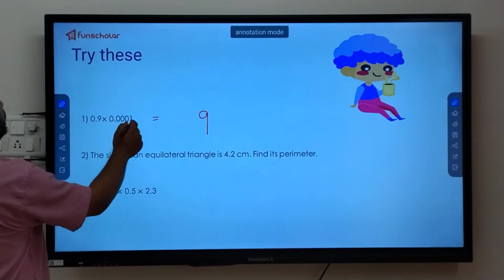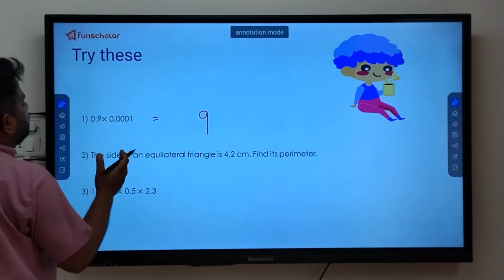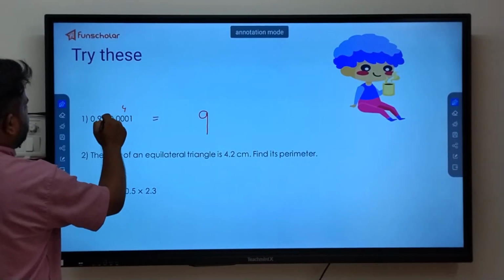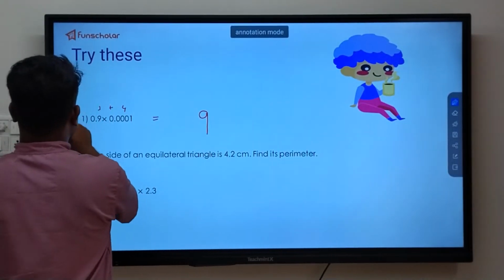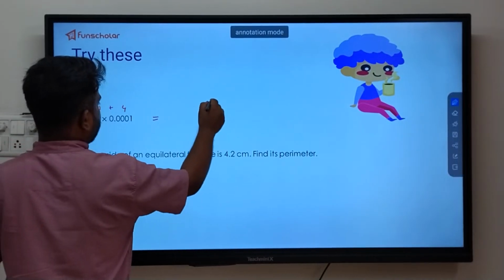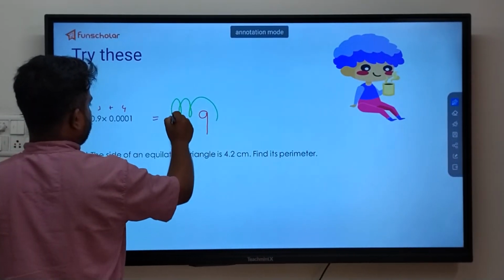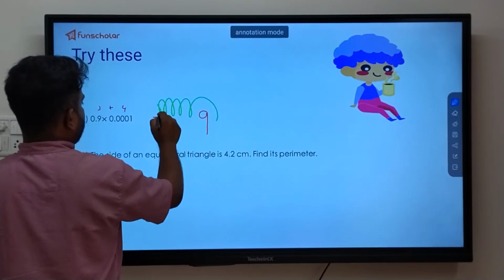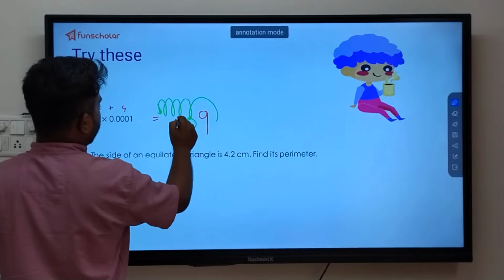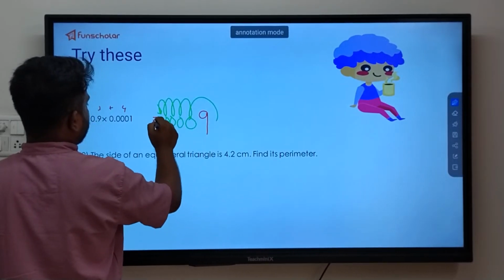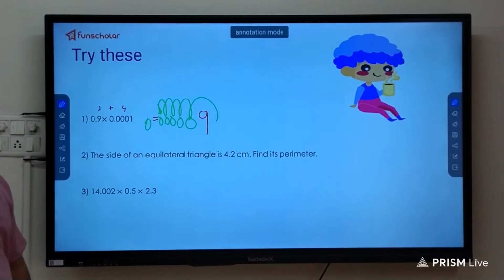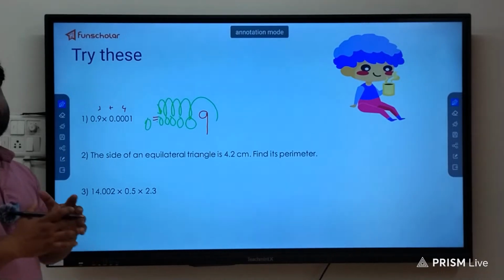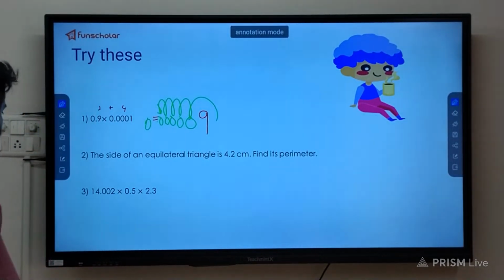Okay, so we have 1 2 3 4 and 5 digits after the points in total. Here we are having 4 and here we are having 1. So 1 plus 4 will be 5. So we will have to take 1 2 3 4 5 places before 9, and then we will have to write the point, and then add another 0 before the point so that the point doesn't slip off. Okay, so the answer will be 0.00009.